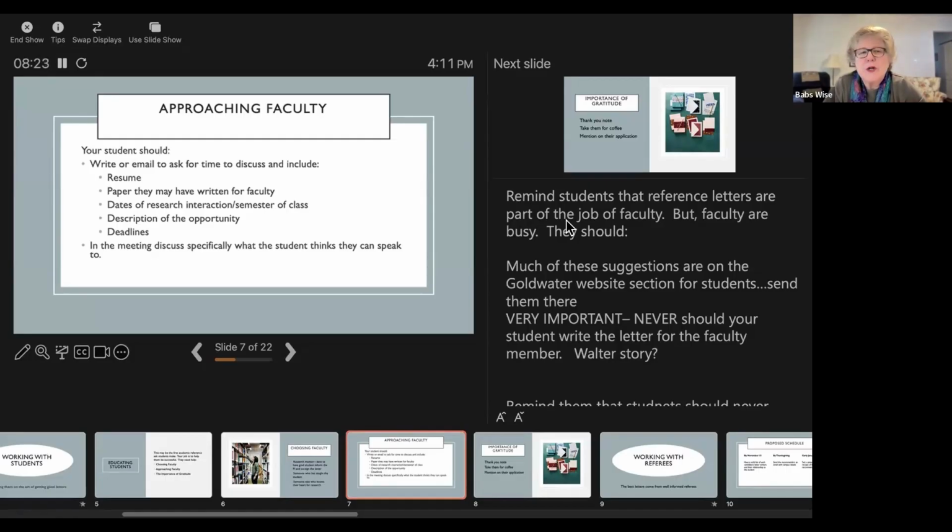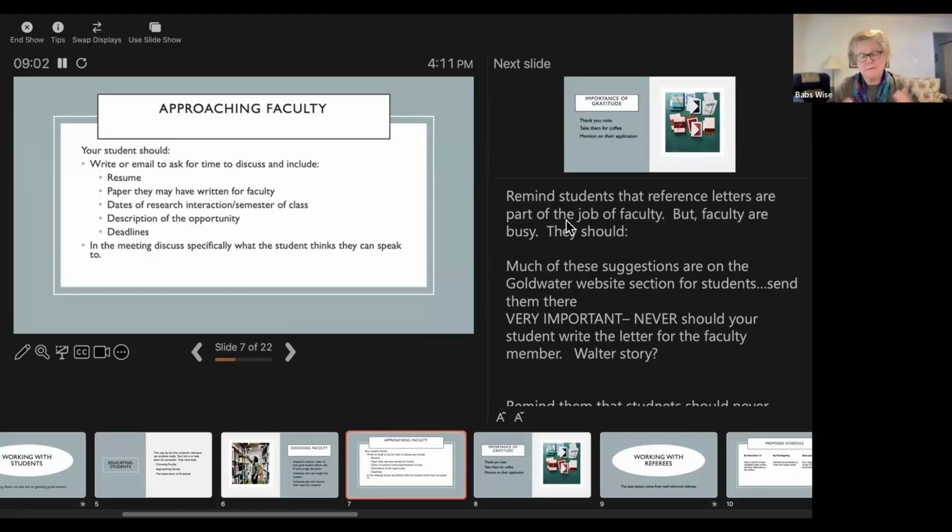And then very importantly, we want them to talk about what the Goldwater is. Okay. And what is important to the Goldwater, and that's all over the website. So, see if you can get them to identify that to you, and then have them send that to the faculty member. They should also list the deadline for the faculty member. And then, pardon? Did I hear a question? Okay.